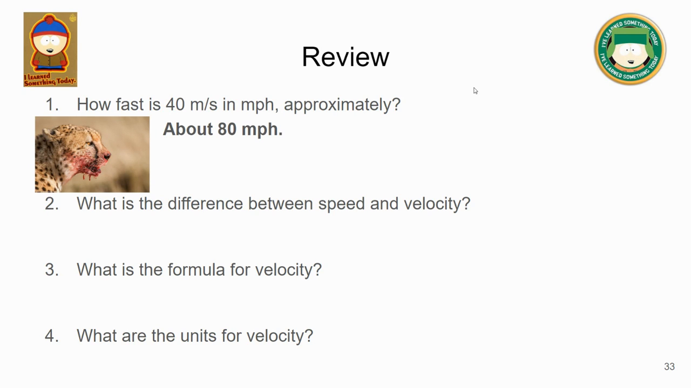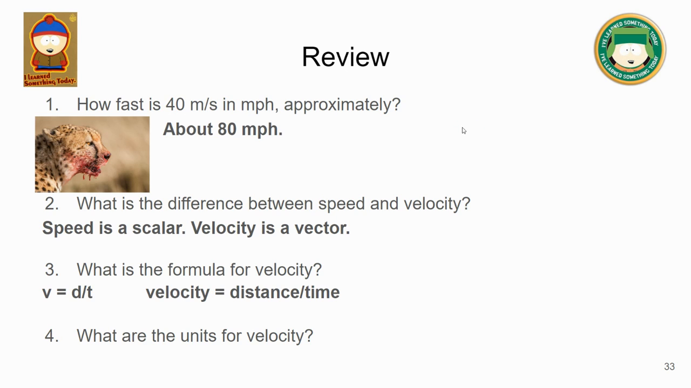So what is the difference between speed and velocity? They're both related, but speed is the scalar. It only has magnitude, and velocity is the vector. It has magnitude and direction. So what is the formula for velocity? Well, speed is distance over time. Velocity is also distance over time. It's the vector version of it. And yeah, what are the units for velocity? The units for velocity in physics, we are going to use meters per second, m divided by s.